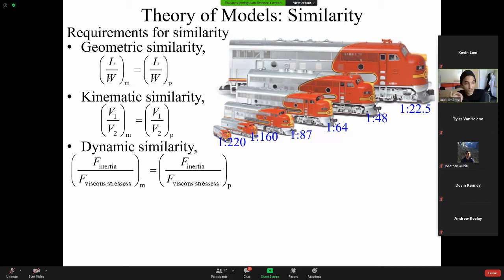A perfect example of dynamic similarity is this one right here, which would be the ratio of inertial forces to viscous stresses. And you know what that is? That's just the Reynolds number. It means that you've got to match the Reynolds number for your prototype and match that for the model, for both of them.